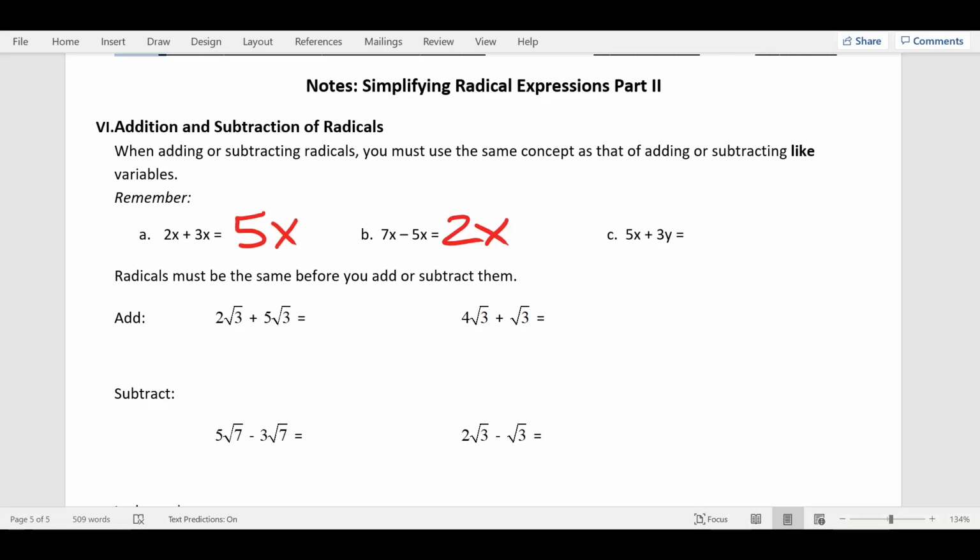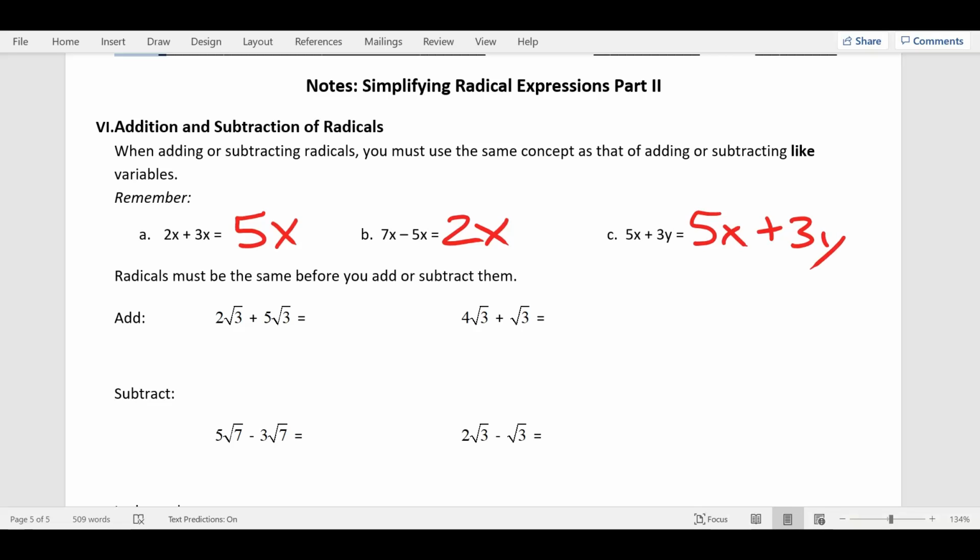Everybody looking up here? If one's an x and one's a y, they do not combine. You just rewrite it, okay? You can only combine it if it matches. So don't force it unless they're the same.